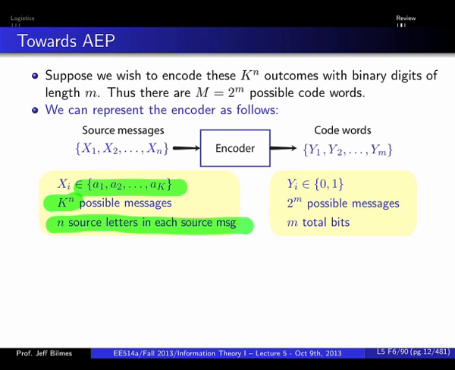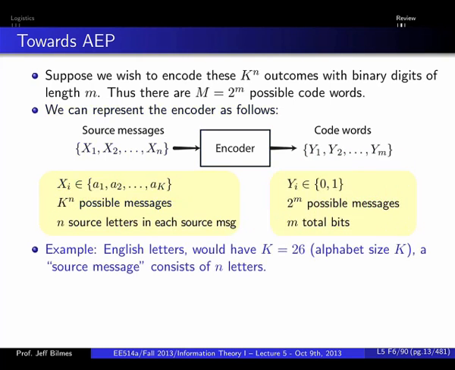Okay, so now we encode it into strings of length m. Of course it's a binary string, so every possible digit is 0 or 1. So there are 2 to the m possible messages, and there are m total bits. We think of this as bits in our computer. English letters are an example, so k would be 26, ignoring punctuation and uppercase and lowercase.